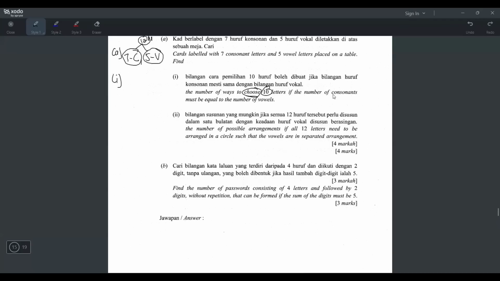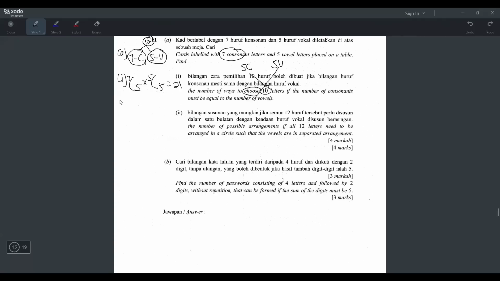So you want to choose what? The number of consonants equal to the number of vowels. You are choosing 10, right? If you want the number of vowels and consonants to be equal, then it means you have to choose 5 consonants and 5 vowels. So out of 7, you choose 5, so 7C5. Out of 5 vowels, you choose 5, so 5C5, and then just multiply. If you press this, you will get the answer, so 21.